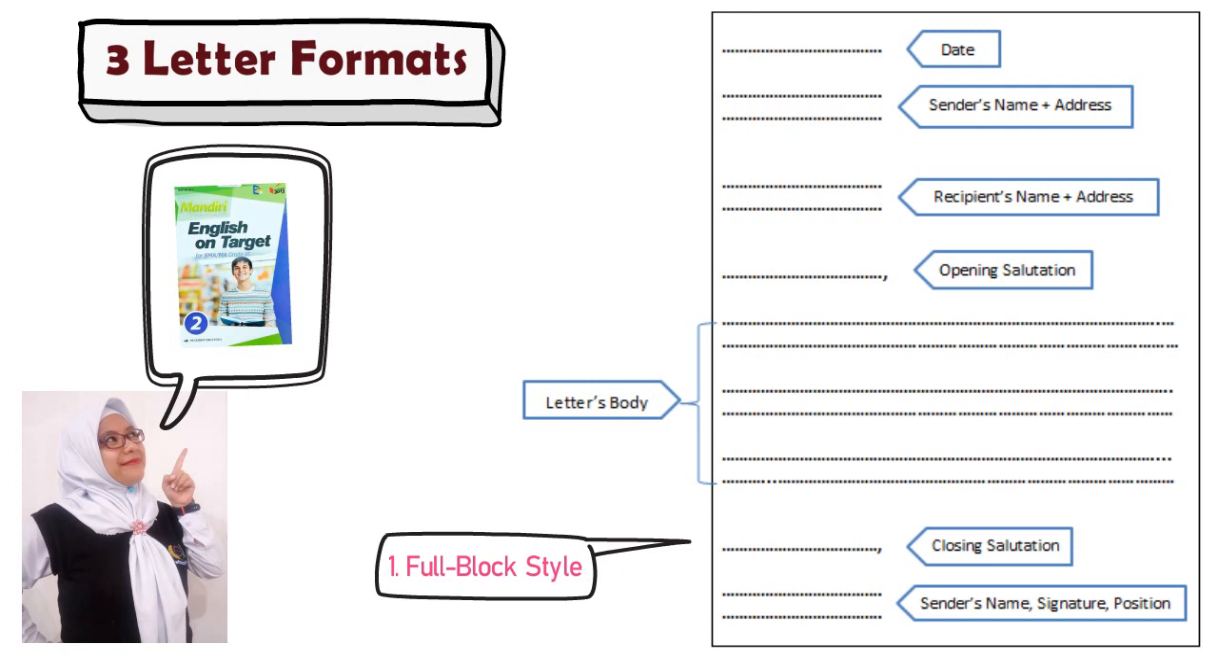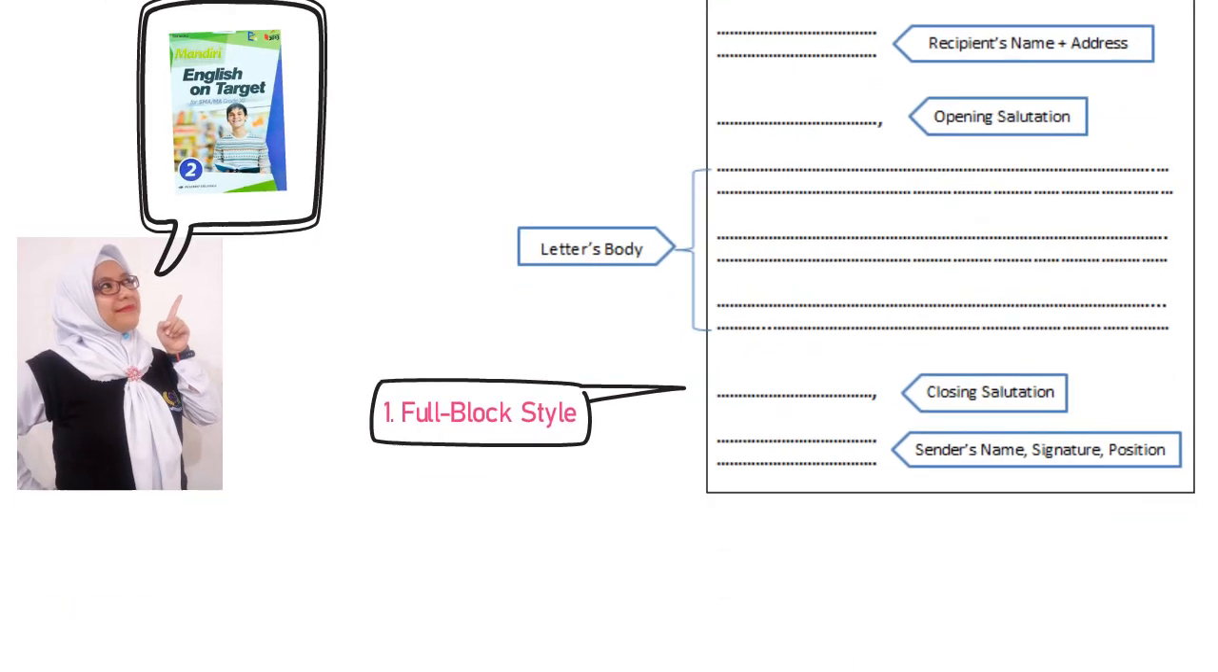The elements are again date, sender's name and address atau pengirim dan alamatnya, recipient's name and address atau penerima dan alamatnya, opening salutation atau salam pembuka. We are going to discuss salutation after this letter format, ya. Next is letter's body atau badan surat dalam bentuk paragraf lurus tanpa bagian yang menjorok. Next is closing salutation atau salam penutup. Dan terakhir, sender's name, signature, and position, atau nama pengirim, tanda tangan, dan posisinya dalam perusahaan atau organisasi tersebut.